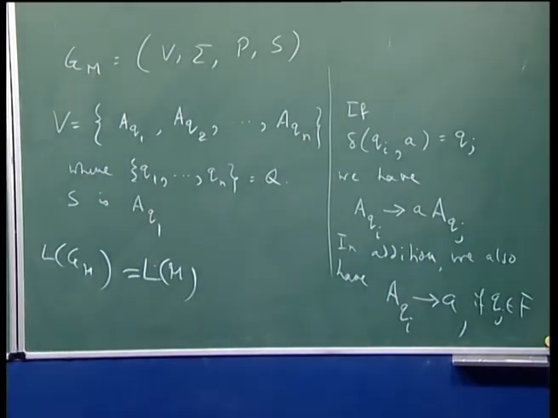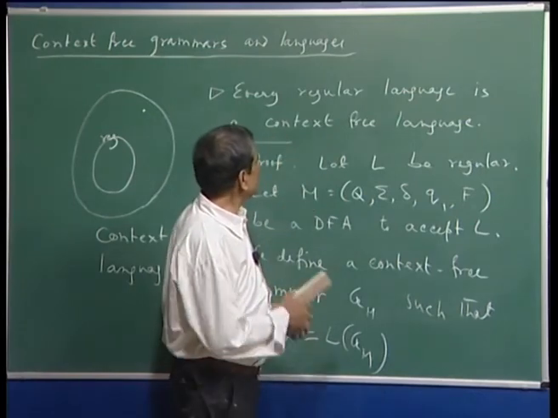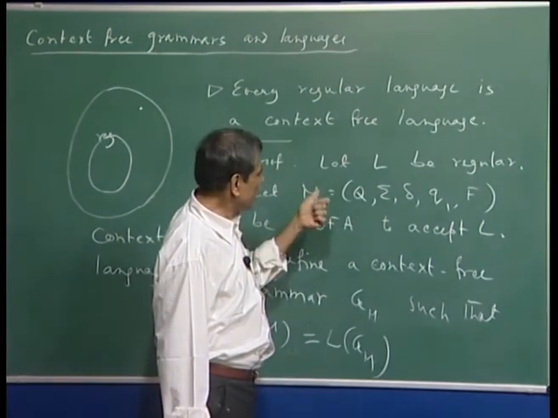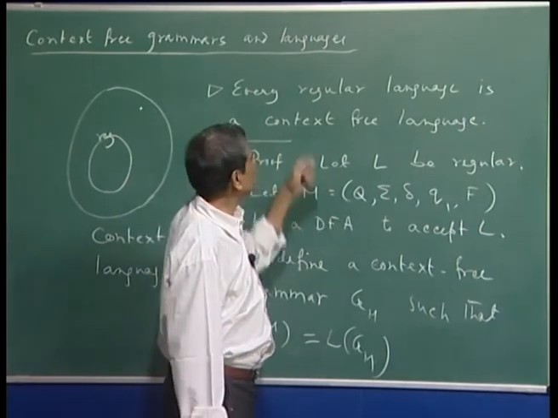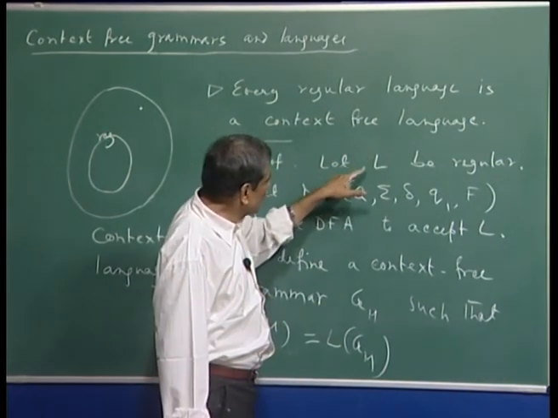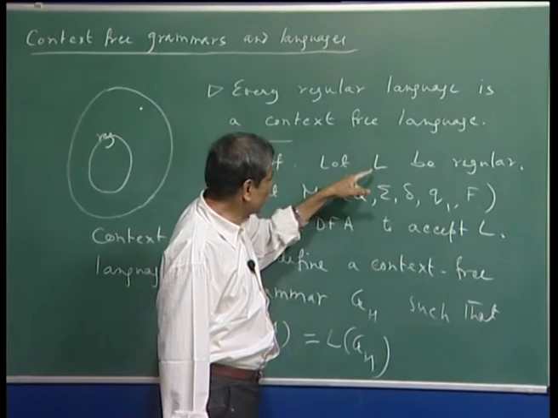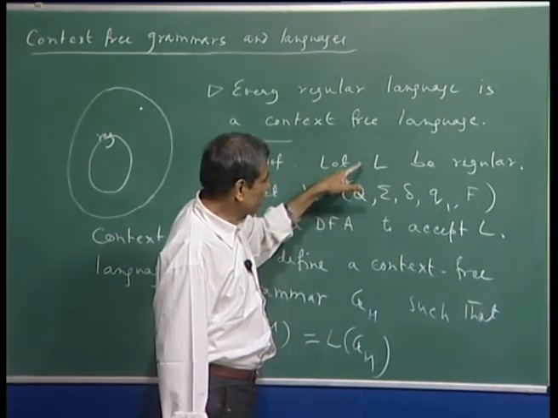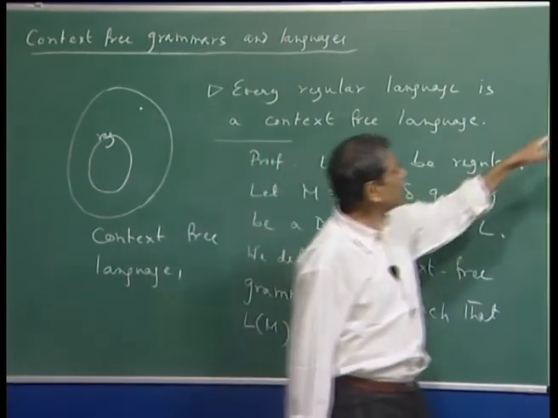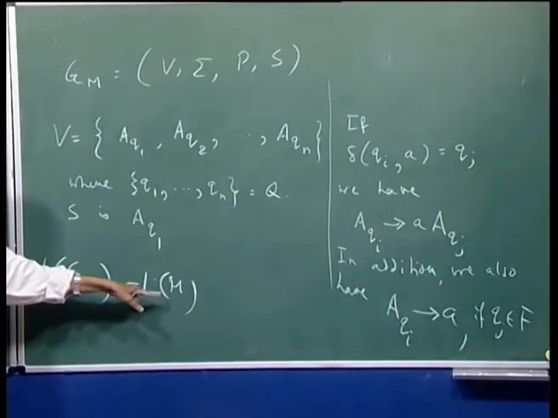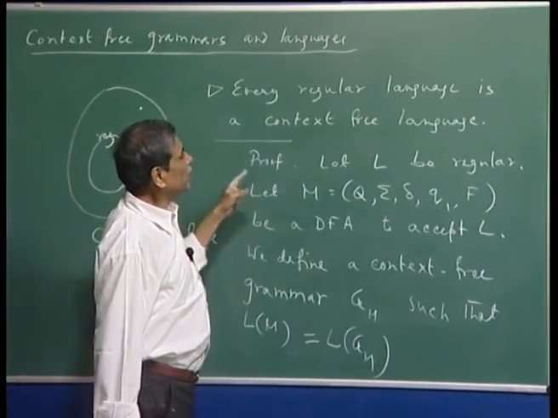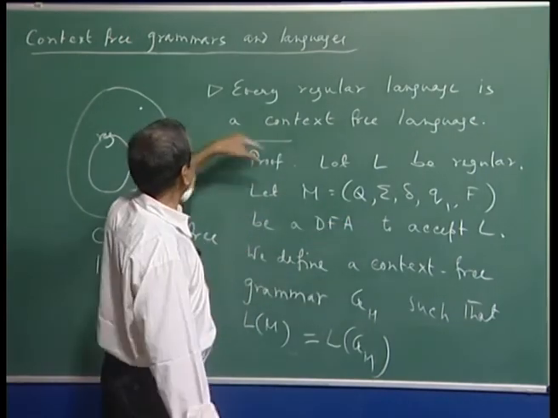Once I prove that, then I have proved that if you give me any regular language, I can ask you to give me the DFA which accepts that regular language. Once I have that DFA, here is a construction through which I get a grammar, and that grammar generates precisely the language accepted by the DFA, and so therefore, that regular language is also a context-free language, and therefore, we manage to prove this.